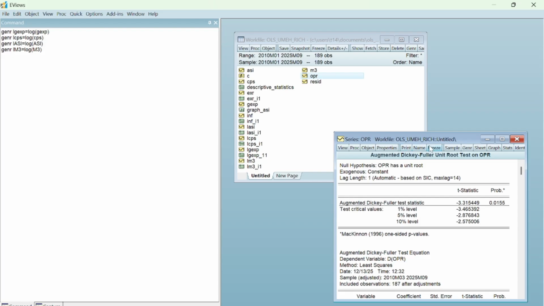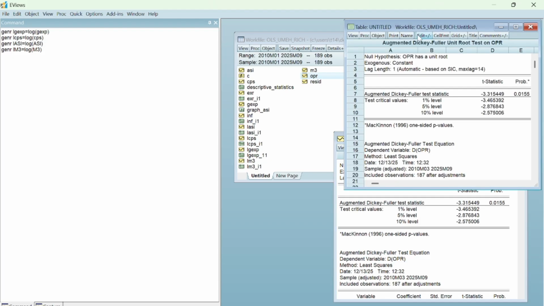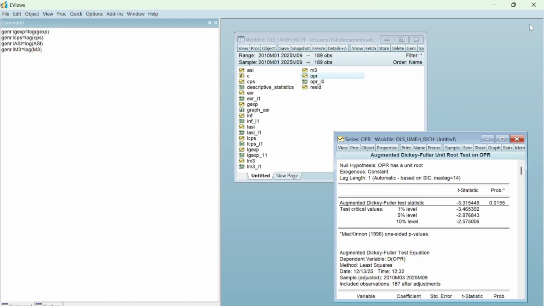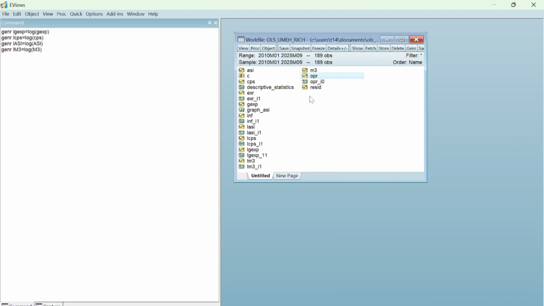So you can freeze and then name the variable OPR_I0, so that we can use it to make our differences in our analysis. So now we've done the unit root test.